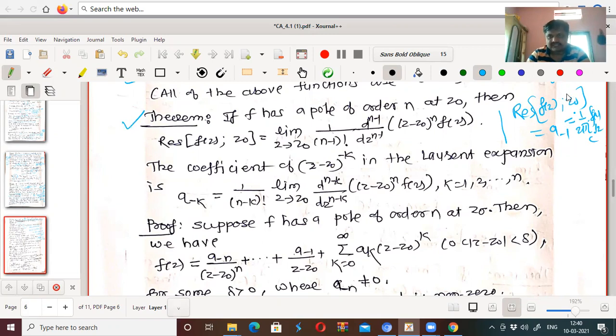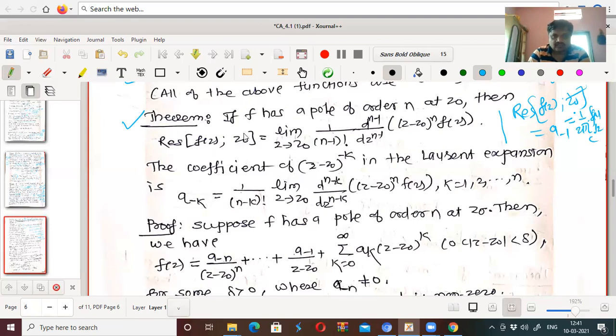From this definition we obtained the residues of some functions at some singularities, and we have seen some results also. If a function has a removable singularity at z0, then the residue is equal to 0. If a function is even in powers of z minus z0, then also the residue is 0. Not only that, there are some functions having a singularity of the type pole, but the residue is 0, and having an essential singularity, but the residue is 0 there. Okay, these things we have seen.